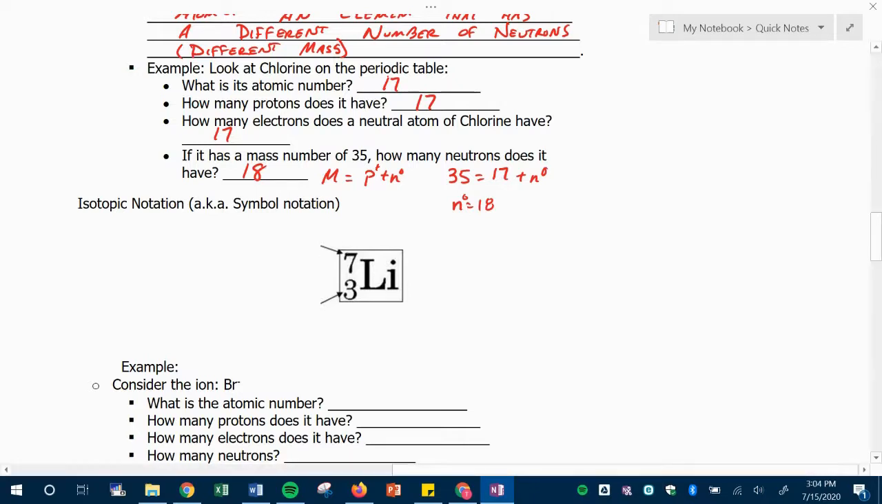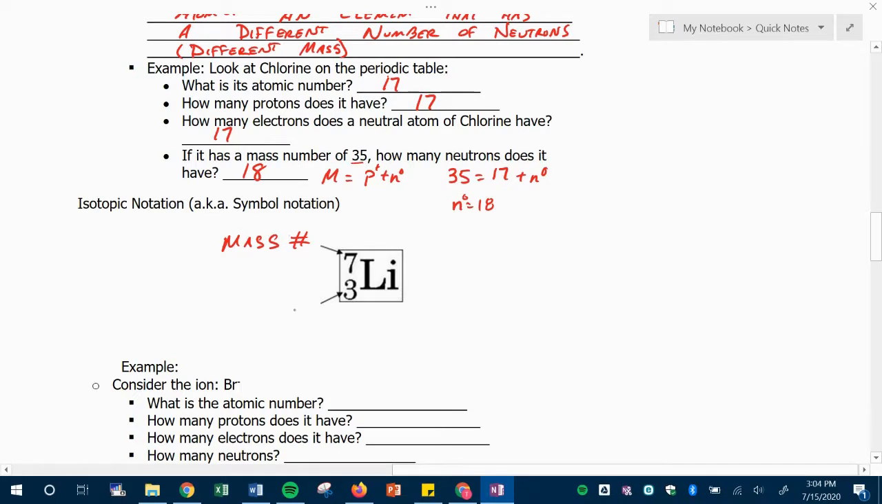The first one we write in the top left of that symbol. This is the atom's mass, or our mass number. And that should always be a whole number. So it's like what we saw earlier with the mass number of 35. That would be up here.